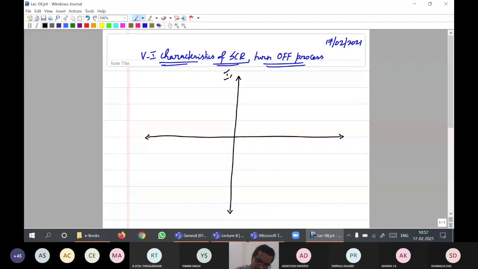Anode current obviously will be plotted along the y-axis, while the anode to cathode voltage will be plotted along the x-axis. First, let us take up the forward bias characteristics, which will be in the first quadrant. Now, the characteristics goes like this. There will be a particular value of forward anode to cathode voltage till which the SCR will not conduct, which means anode current is going to be 0.